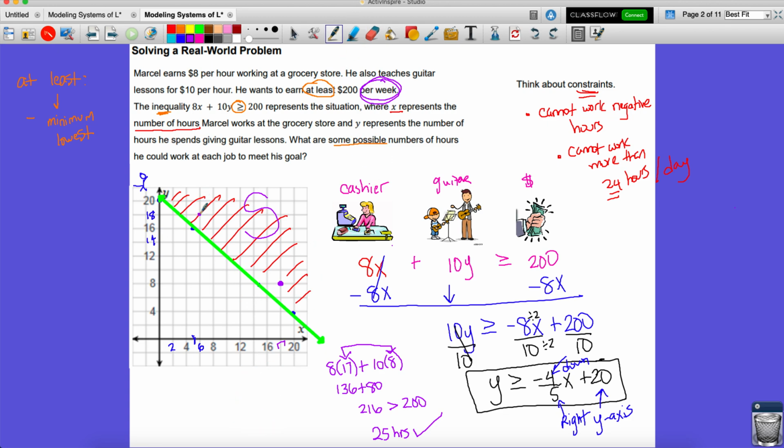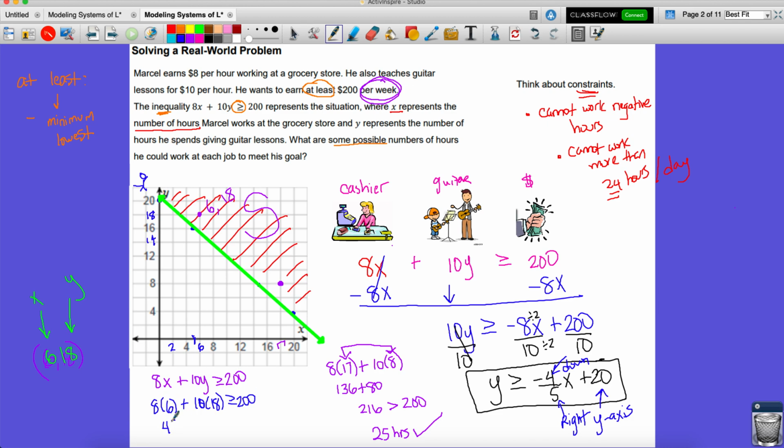So let's say we chose this one. Remember, anything inside where the shaded area is. So this is 6 comma 18. I'm gonna write this here, 6 comma 18. And if we were to put it back inside the equation, 8x plus 10y is greater than or equal to 200. Our x is 6 and our y is going to be 18. So when we put that in there, it's going to look like this: 8 times 6 plus 10 times 18, greater than or equal to 200.